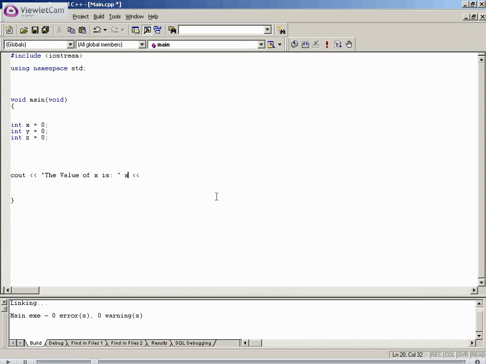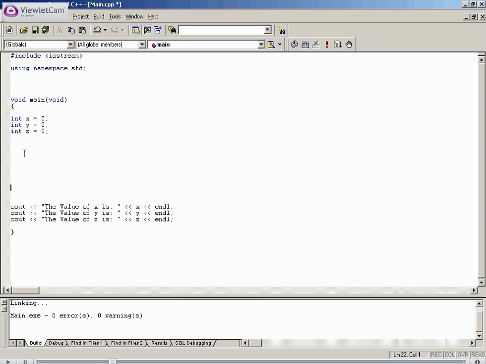The value of x is x. There we go, a common error, and endl. Copy this line for y and z. So what we're doing here, we've initialized our values, we're outputting our values, and let's do some arithmetic here.